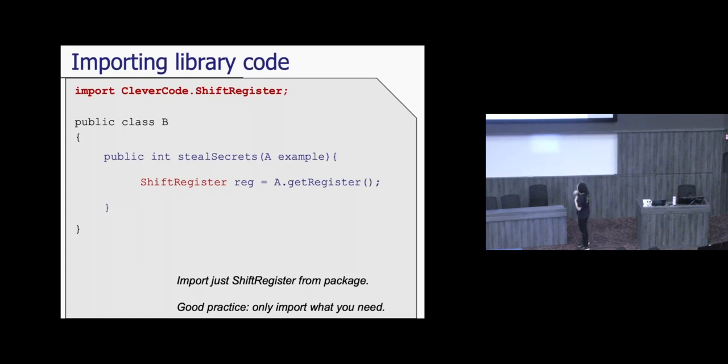Let's say you have a shift register. Clever code has a few classes, more than just shift register, but you only need shift register. It's good practice to just write clever code.shift register. This way you import only what you need. This is a lot cleaner, and when other people read your code, they know exactly what you need. Imagine if someone else has to read your code, not during this semester, but when you're working outside. They look at it and go, okay, you imported everything. Are you using everything? That's extra stuff they have to go through.